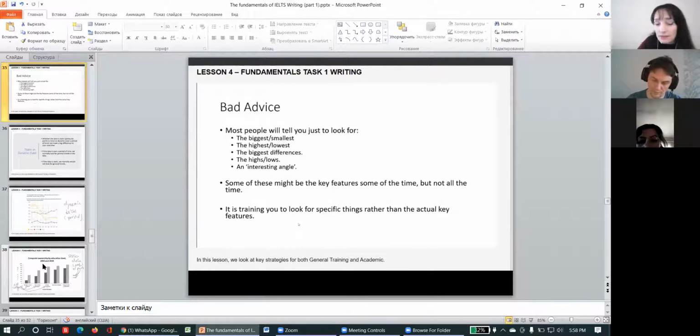Now, bad advice. Most people will tell you just to look for the biggest, the smallest, the highest, the lowest in the data, okay?